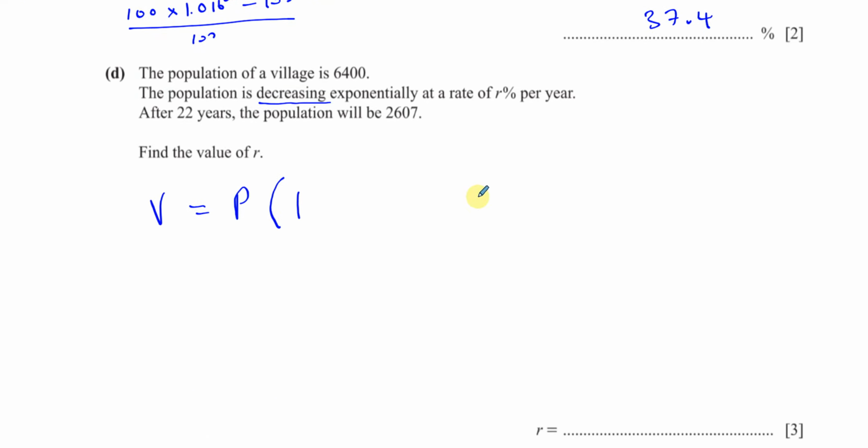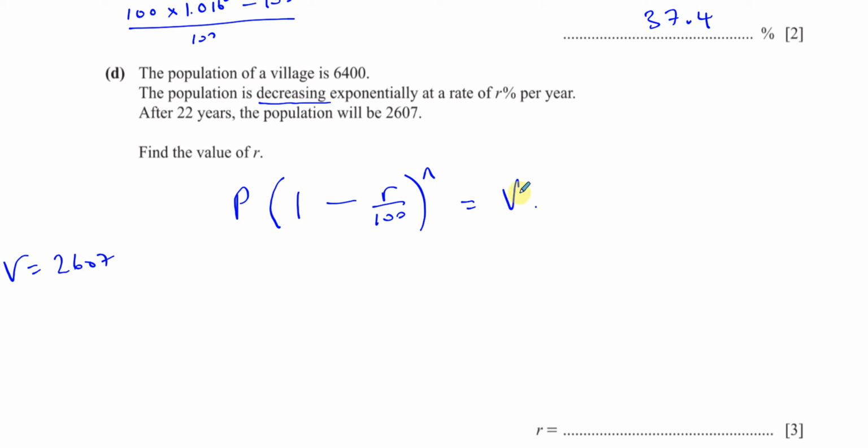So here what we're going to do is take away r over 100 and raise that to the power of 22, because it says after 22. That's what the value of the population is going to be, and we know that V is equal to 2,607. So we can say here that that's going to equal 2,607. So we know the original population, so we can say that's equal to the new value. I'll just write it in terms of these right now.